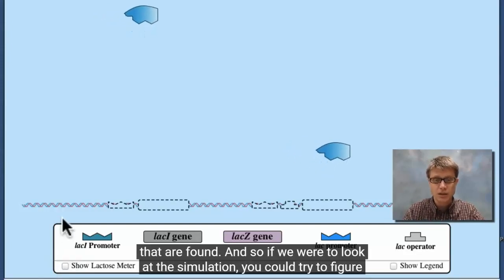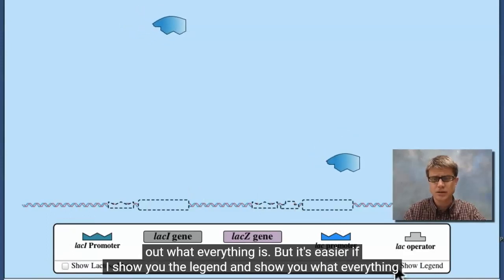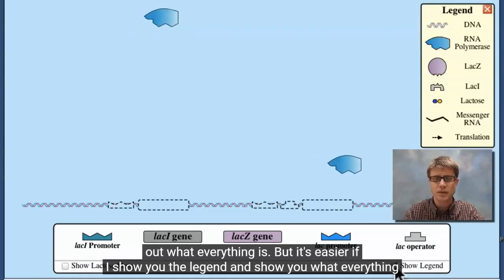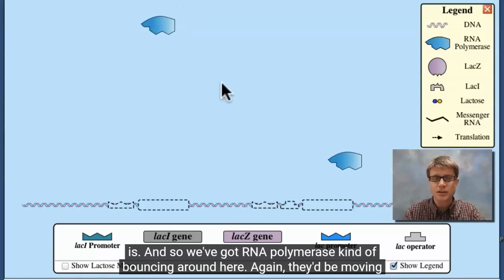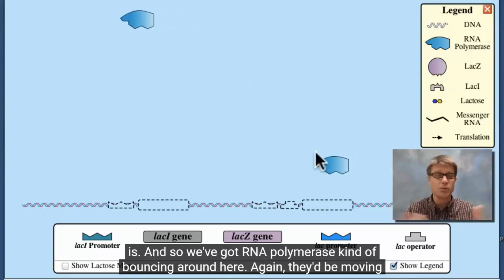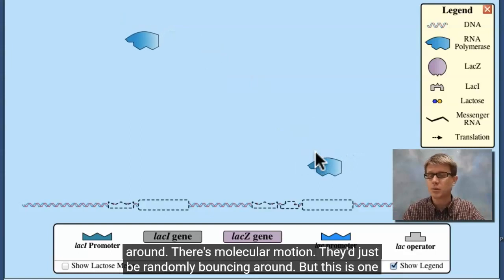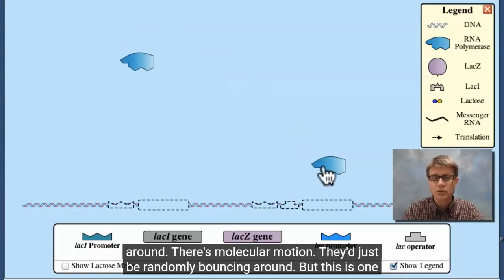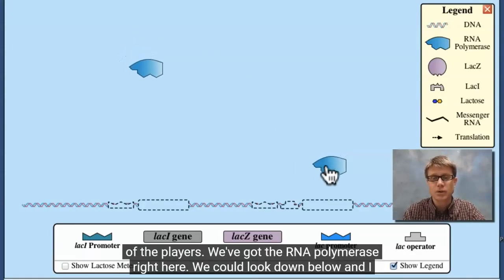And so if we look at the simulation, you could try to figure out what everything is, but it's easier if I show you the legend and show you what everything is. And so we've got RNA polymerase bouncing around here. Again, they'd be moving around. There's molecular motion. They'd just be randomly bouncing around. But this is one of the players. We've got the RNA polymerase right here.